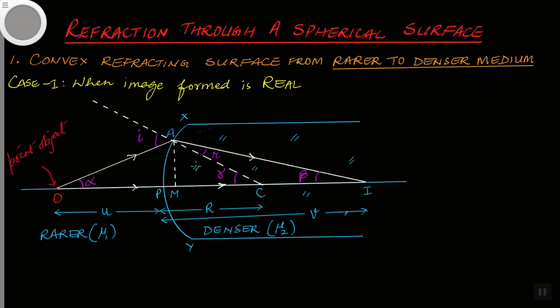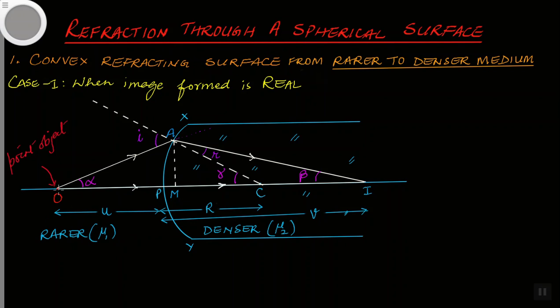Okay, so what shall we do? Let us apply Snell's law. But first of all, you have to write the description of the diagram. You say that let XPY be a convex refracting surface having a refractive index μ2.